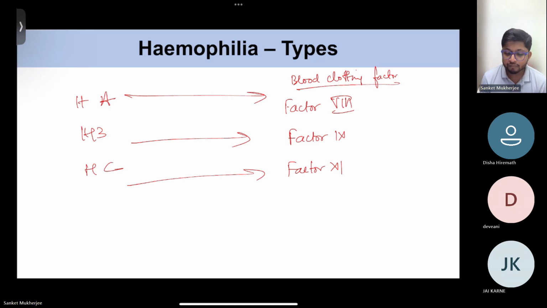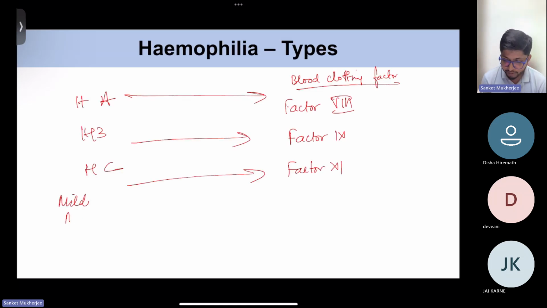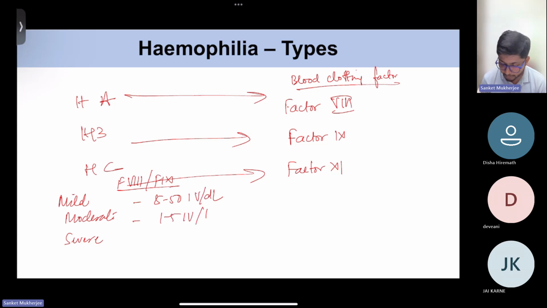Again, based on severity, hemophilia can be classified as mild, moderate, or severe. That is based on the levels of factor 8 or 9. In case of mild hemophilia, it would be 5 to 50 units per deciliter. For moderate, it would be 1 to 5 units. And for severe, it would be less than 1 unit per deciliter. So you can study the structure of each of these factors.